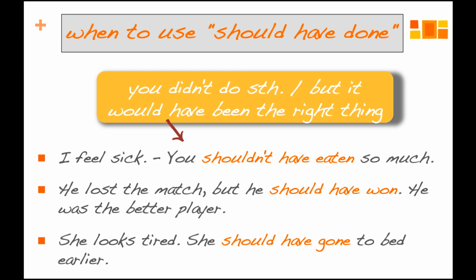Let's have a look at the examples. "You shouldn't have eaten so much." I feel sick, and your answer is "you shouldn't have eaten so much." You didn't do it, which means you ate so much. But it would have been the right thing not to eat so much. "I feel sick. You shouldn't have eaten so much."